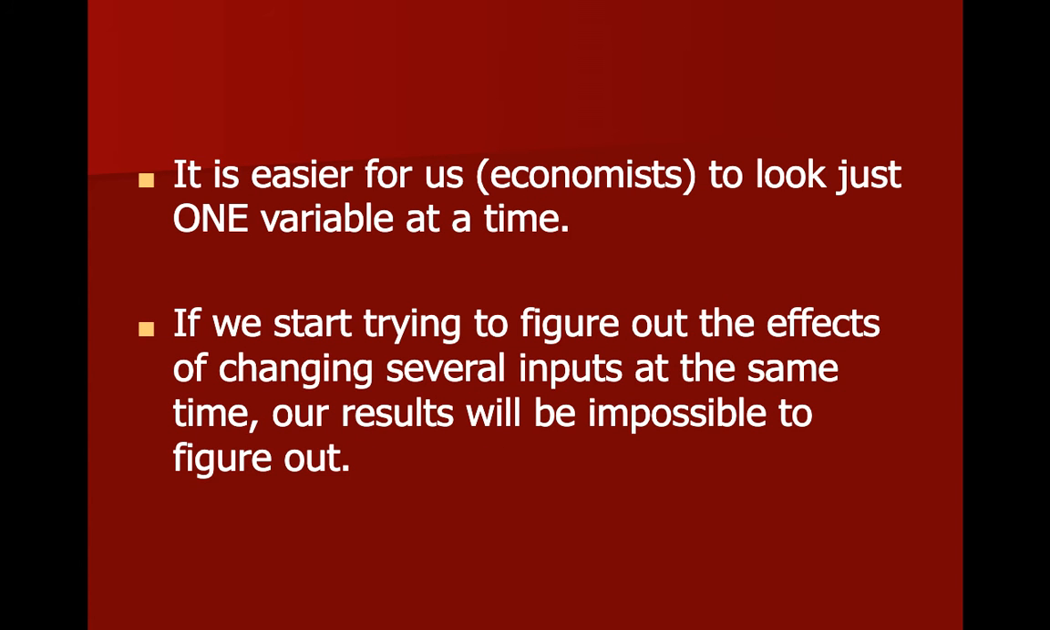It's easier for us as economists to look just at one variable at a time. If you start looking at multiple variables, it gets confusing. Multitasking, we're not really built for that. If we start trying to figure out the effects of changing several inputs at the same time, our results will be impossible. It's kind of like in science where you have to eliminate one thing at a time to find out if you're processing a problem correctly or not, or if you want to test a hypothesis. You can't look at a bunch of changing variables. It won't work very well.